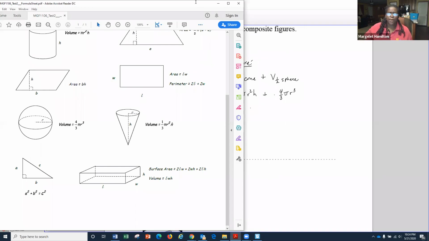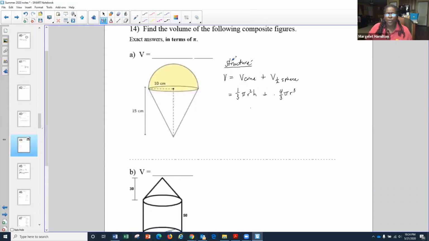But now remember, with our sphere, we only need half of it. So I'm going to multiply this by half. Now you can use parentheses or brackets here, but I'm just going to multiply with our multiplication sign by 1/2 because I'm going to show you something that's going to help get rid of one of those fractions. So now we got our formulas. Now we need to get our parts.